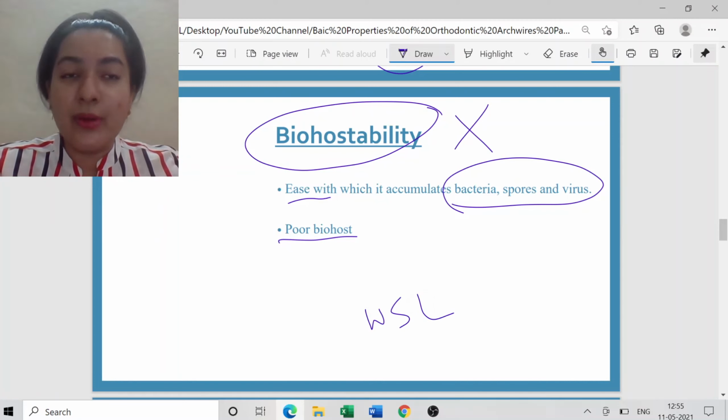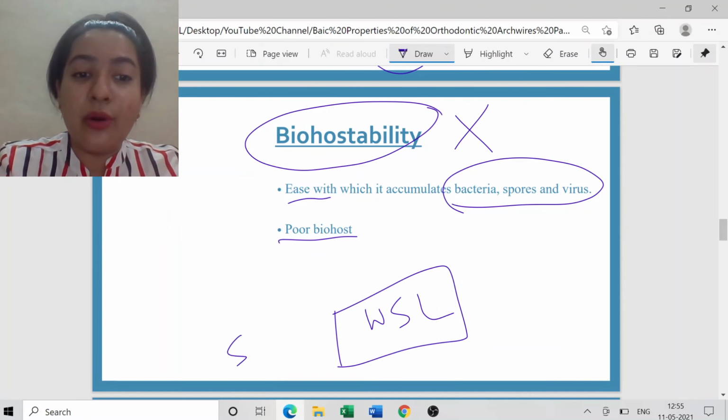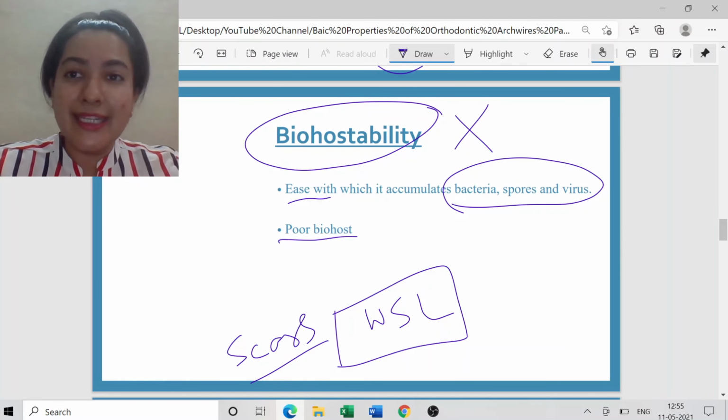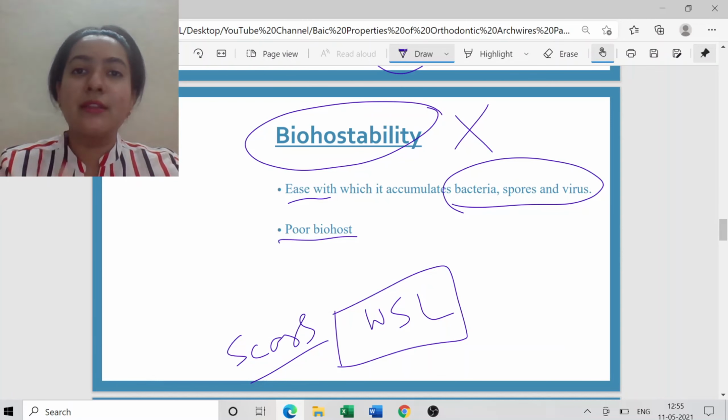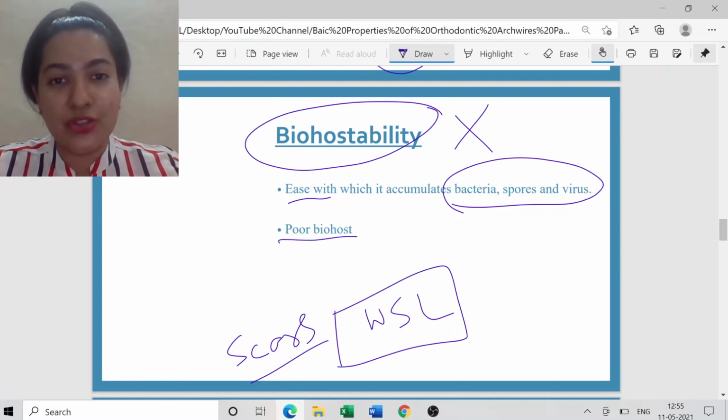So students, if any one of you watching the video is an orthodontic resident, please be very thorough with this concept of WSL, that is white spot lesions. It comes under the topic of orthodontic scars. Orthodontic scars can often be asked in your final exams or internal exams as a short note. So this is a short note question, orthodontic scars, which mainly consists of white spot lesions.